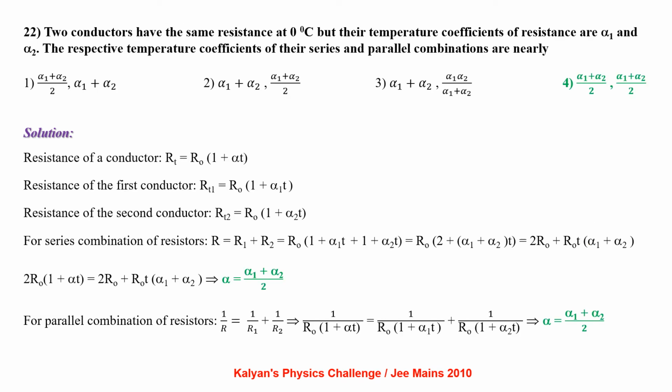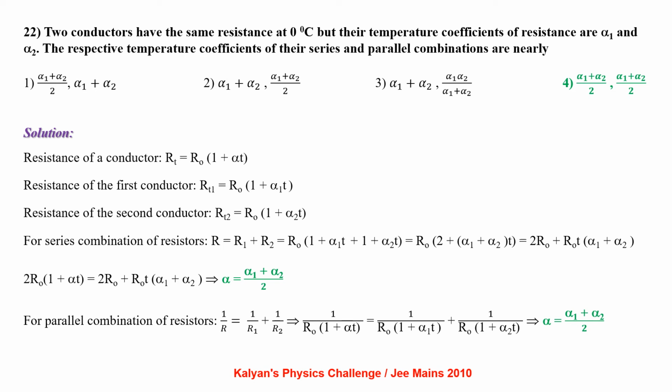Two conductors have the same resistance at 0 degree centigrade, but their temperature coefficients of resistance are alpha 1 and alpha 2. The respective temperature coefficients of their series and parallel combinations are nearly? Resistance of a conductor is given by RT equals R naught of 1 plus alpha T, where RT is the resistance at T degree centigrade, R naught is the resistance at 0 degree centigrade, and alpha is the temperature coefficient of resistance. Now for the first conductor, we can write RT1 equals R naught of 1 plus alpha 1 T. For the second conductor, it is RT2 equals R naught of 1 plus alpha 2 T.